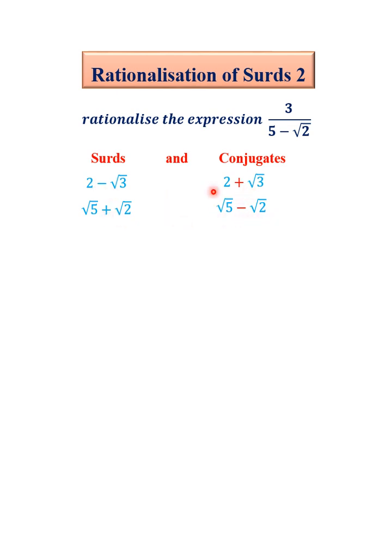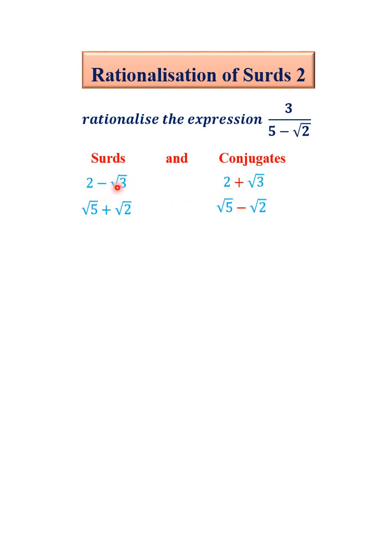The conjugate of a surd is formed by simply changing the sign in the middle to the opposite sign. This is 2 minus root 3. The conjugate becomes 2 plus root 3. This is root 5 plus root 2. The conjugate becomes root 5 minus root 2. Simply change the sign of the surd in the middle and you obtain the conjugates.